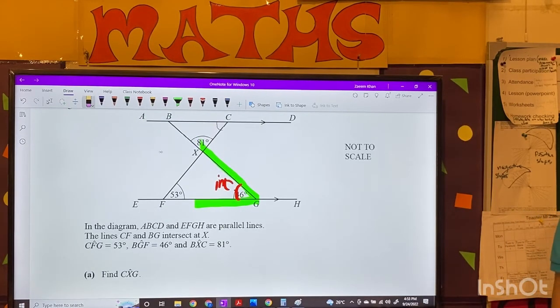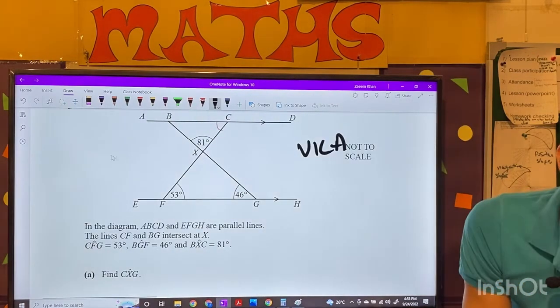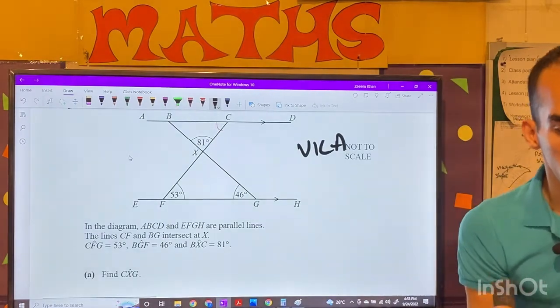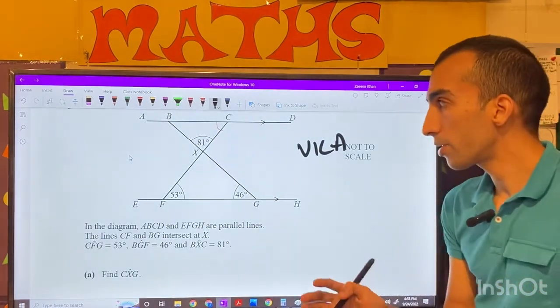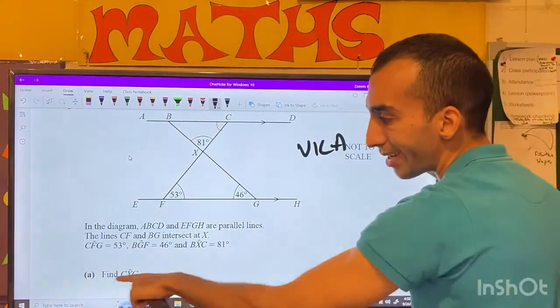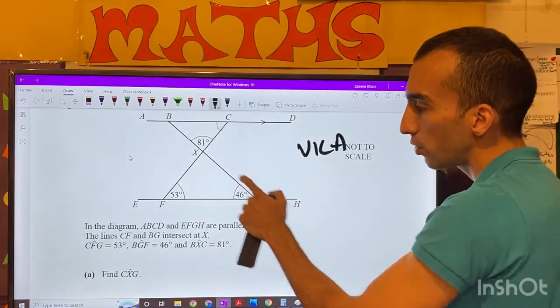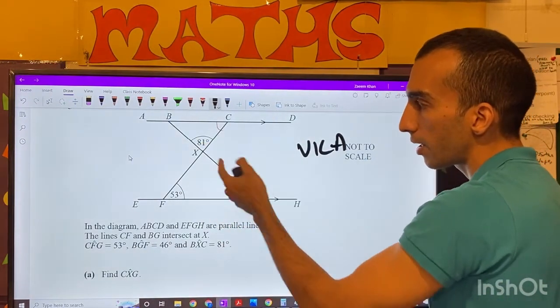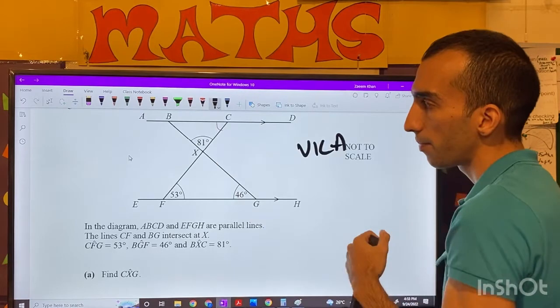Previous videos में भी आपने शायद देखा हो, I've used an acronym for this. It's called VICA. If you haven't seen it, तो bearings में जाके you can find that. Okay, वो parallel lines का concept होता है. For now, we do not need that. CXG. This is the angle we need to find. We've been given this angle. How can we find the remaining angle?